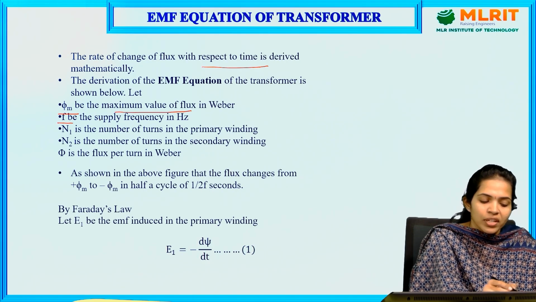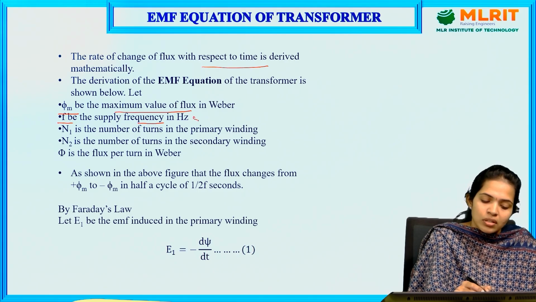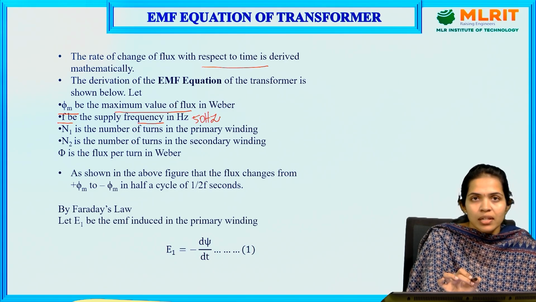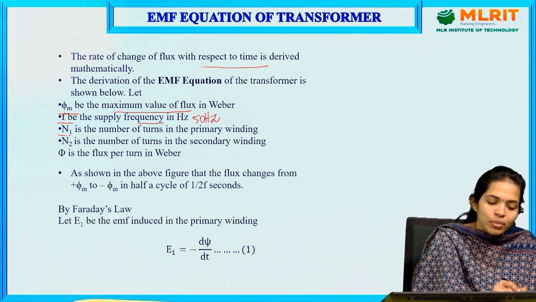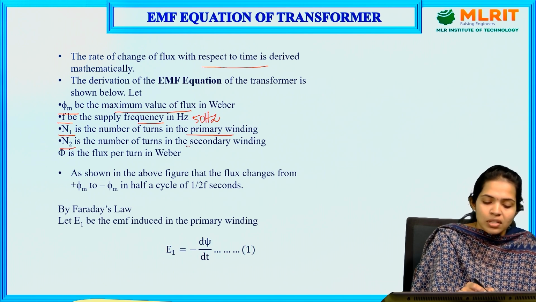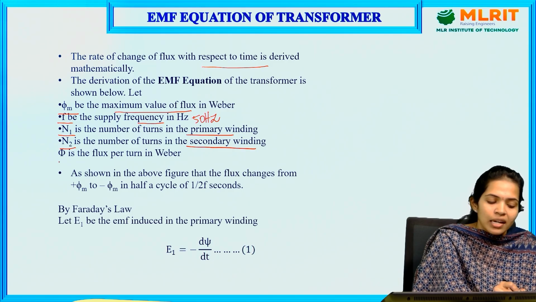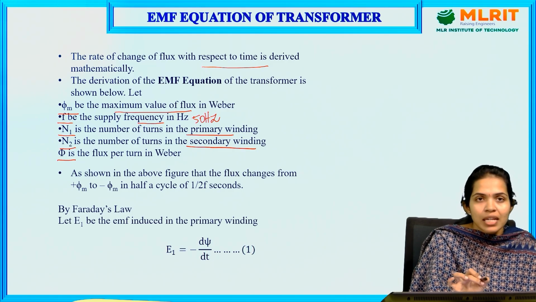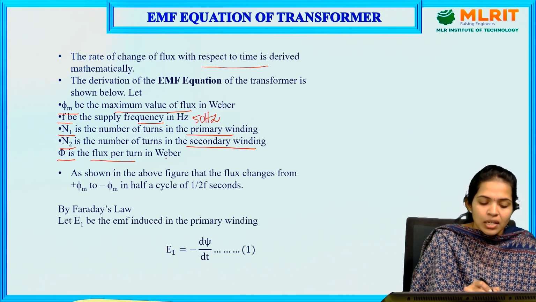f is the supply frequency of the AC supply given to the primary winding of the transformer. It is basically 50 Hz. N1 be the number of turns in the primary winding and N2 be the number of turns in the secondary winding. And let us consider phi is the flux per turn in Weber.